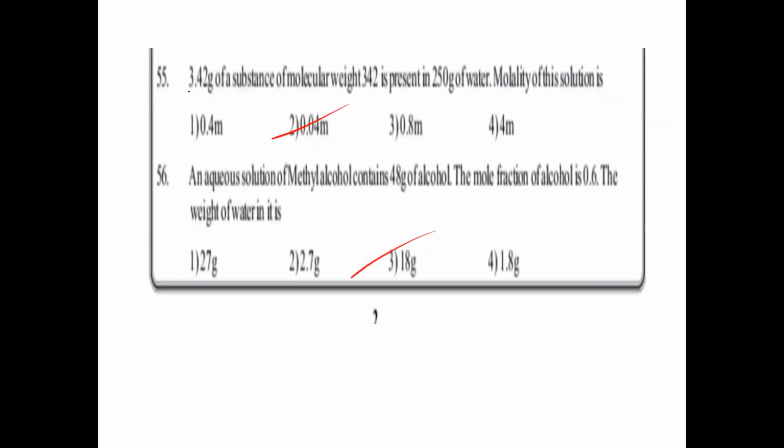Next, 3.42 grams of substance. So the weight is given, the weight of the substance is given, and the gram molecular weight is given. And it is present in 250 grams of water. So we have the weight of solvent, weight of solute, and molecular weight of solute. And for water, the molecular weight of the solvent is 18 grams.